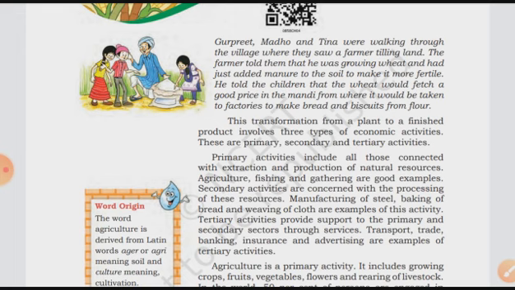Then the farmer told the children that if there is good production, a good harvest of wheat, he will get a good price for it in the local market, which is known as the mandi. From there this wheat will be taken to the factories that make bread and biscuits from flour.